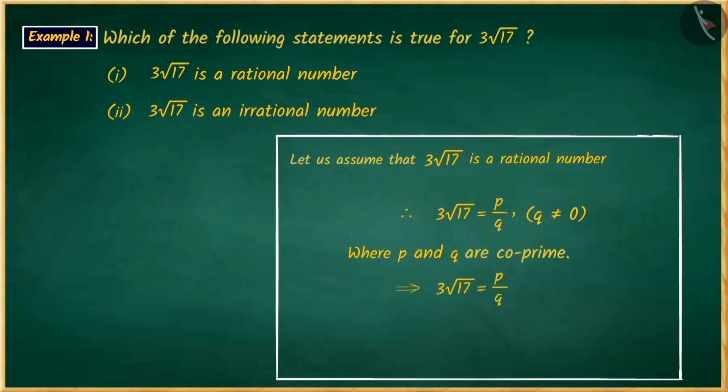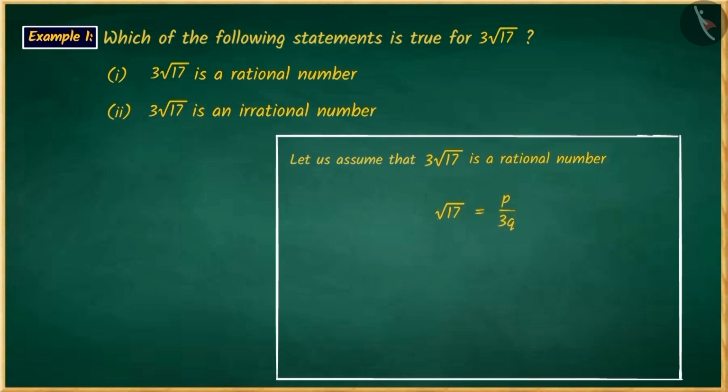If we rearrange this, we will get square root of 17 is equal to P upon 3Q. You may remember that the division of rational numbers is also a rational number. Thus, we can say that since P and Q are rational numbers, then the value on the right side, which is P upon 3Q, is also a rational number. Therefore, the square root of 17 will also be a rational number.